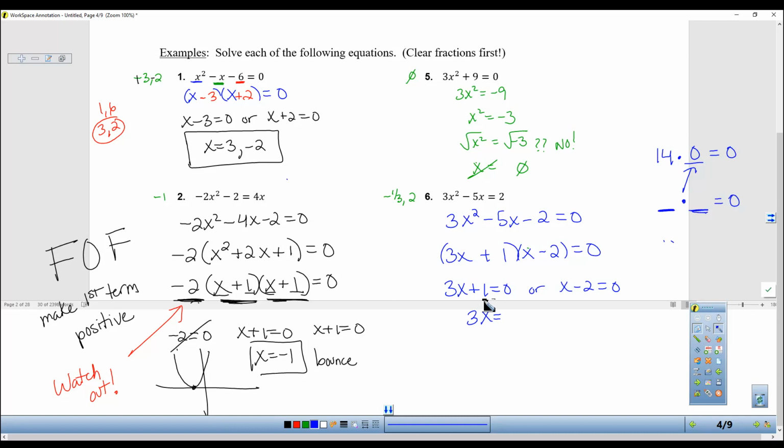So again, you're not required to show -1 and -1 anymore, but you still should show enough steps that if you make a mistake, I can find your mistake for you. The two answers are -1/3 and 2.